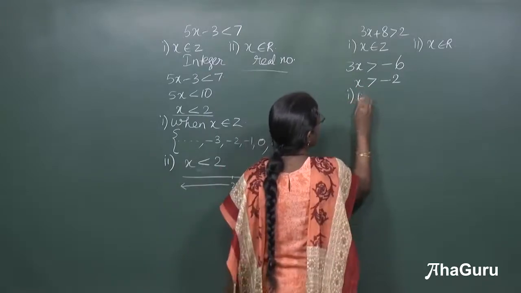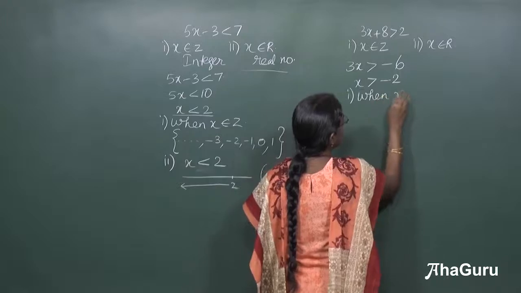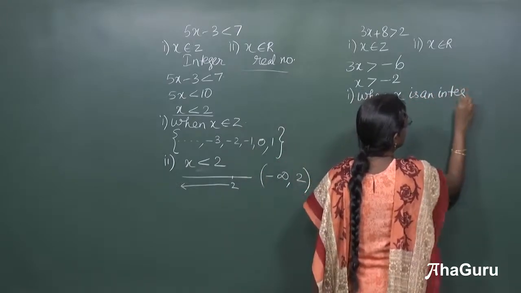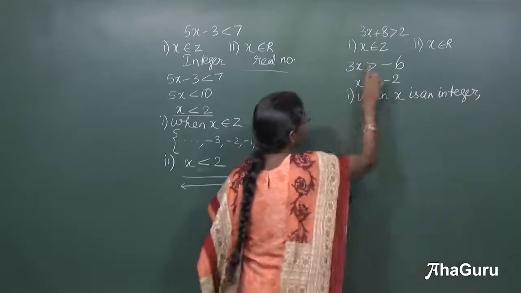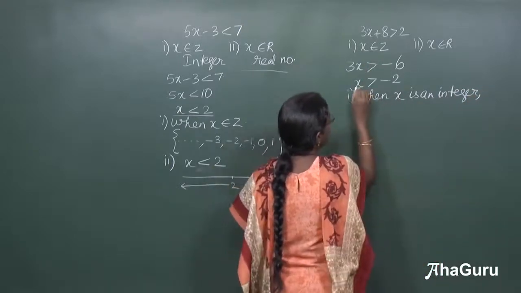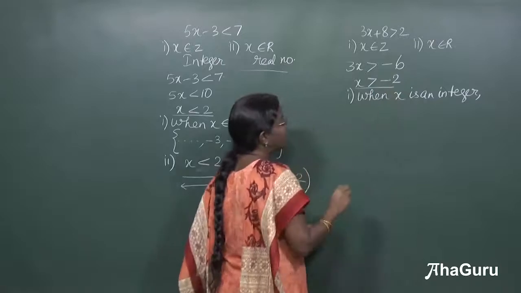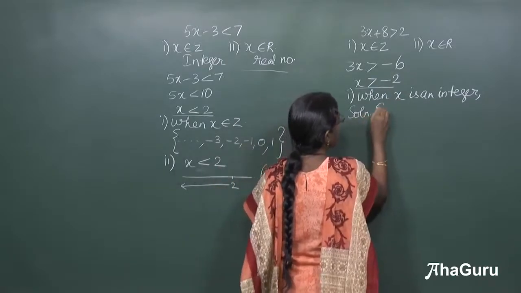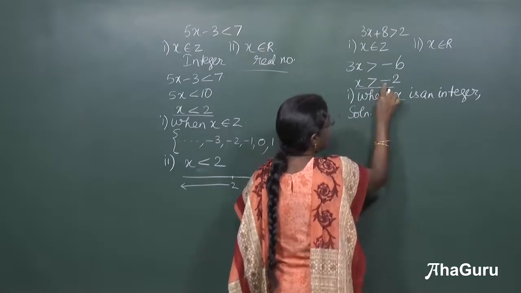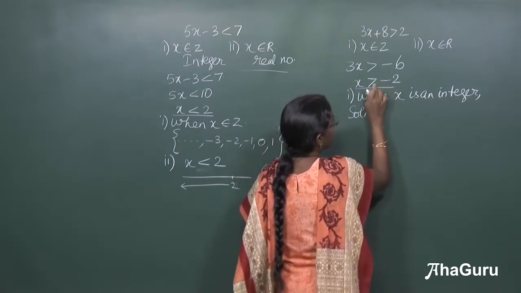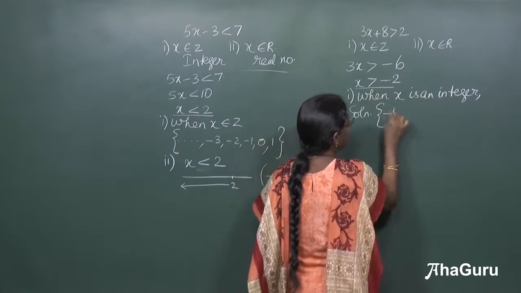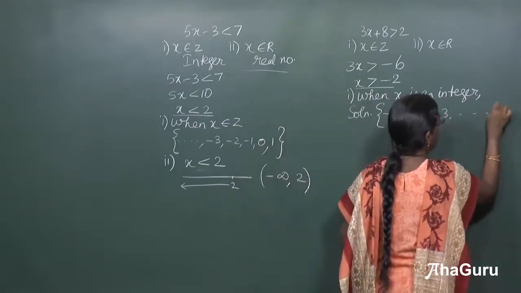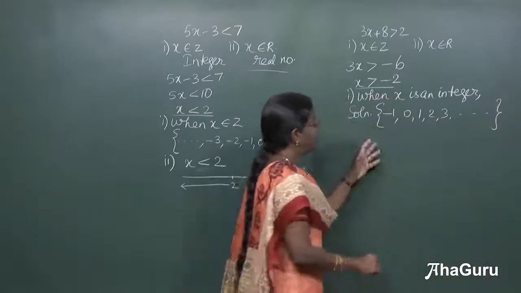The first case, when x is an integer, or x belongs to the set of integers: it is an integer which is strictly greater than minus 2. So, the solution here is any integer strictly greater than minus 2. So, you will have minus 1, 0, 1, 2, 3, 4, all positive integers; it will be an infinite set.